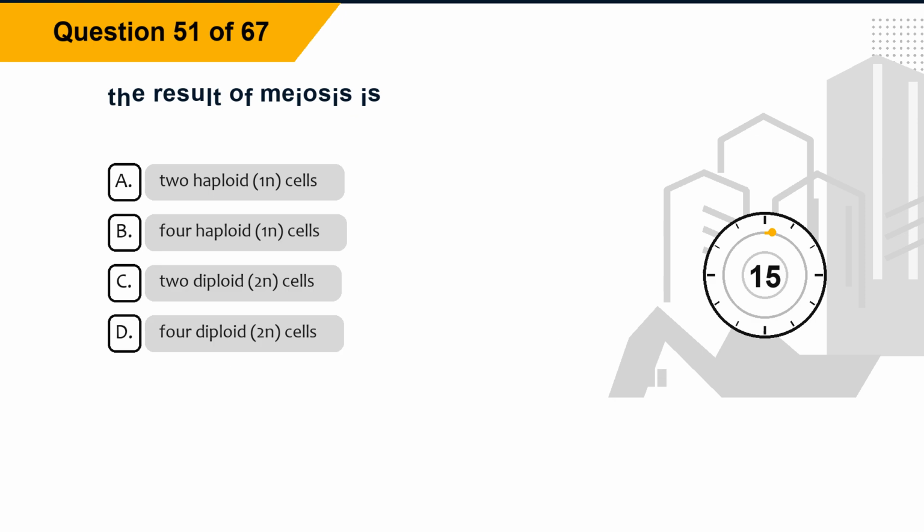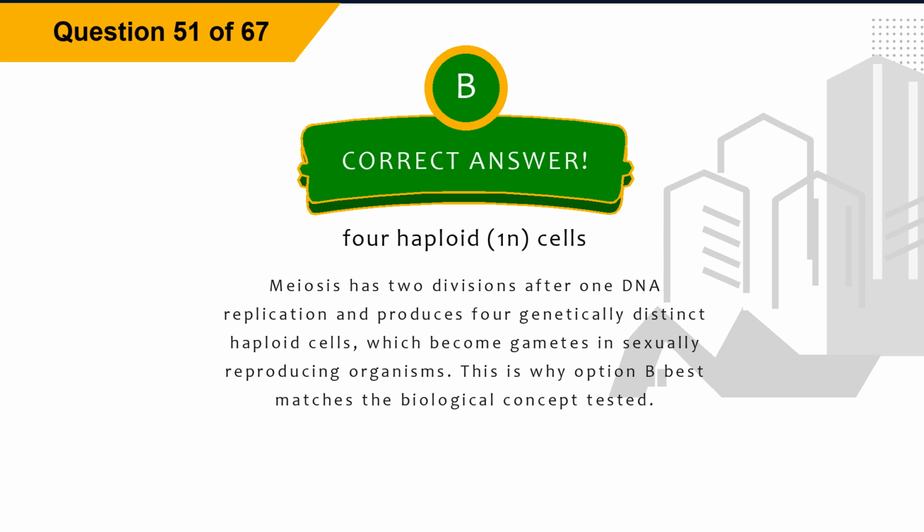Question 51. The result of meiosis is option A, 2 haploid, 1N, cells. Option B, 4 haploid, 1N, cells. Option C, 2 diploid, 2N, cells. Option D, 4 diploid, 2N, cells. The correct answer is option B, 4 haploid, 1N, cells. Explanation. Meiosis has 2 divisions after 1 DNA replication and produces 4 genetically distinct haploid cells, which become gametes in sexually reproducing organisms. This is why option B best matches the biological concept tested.